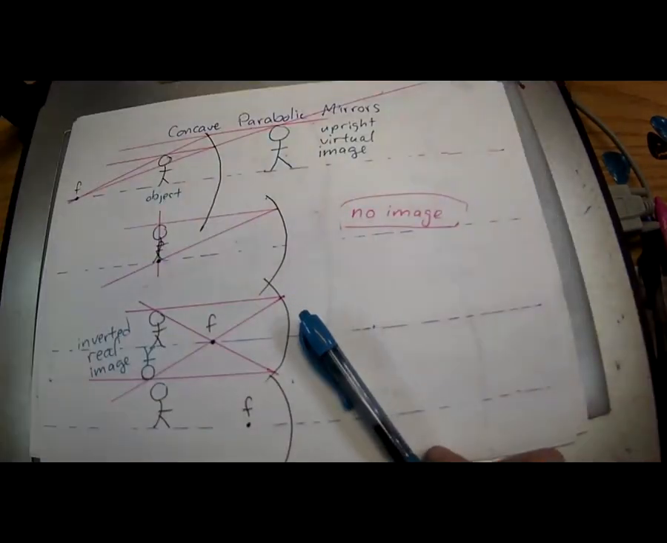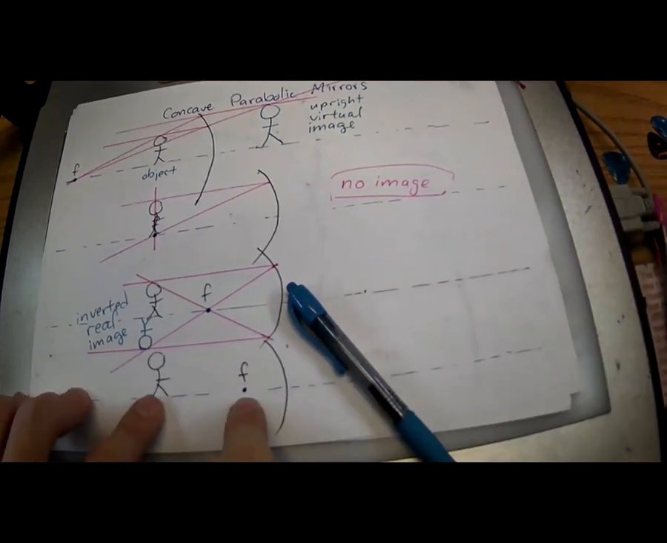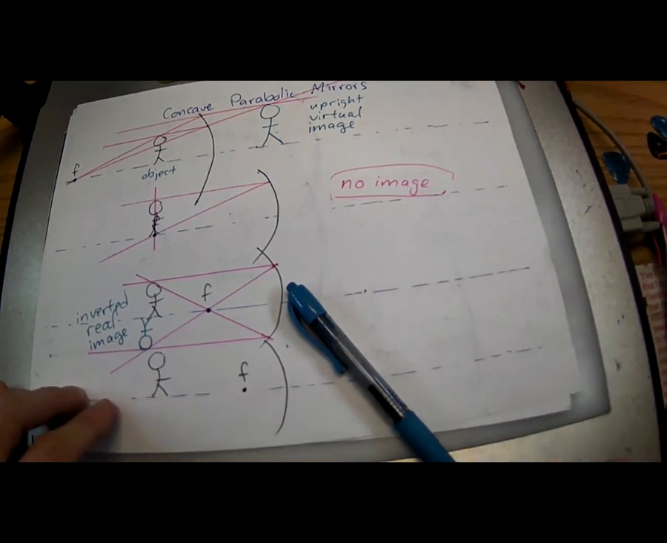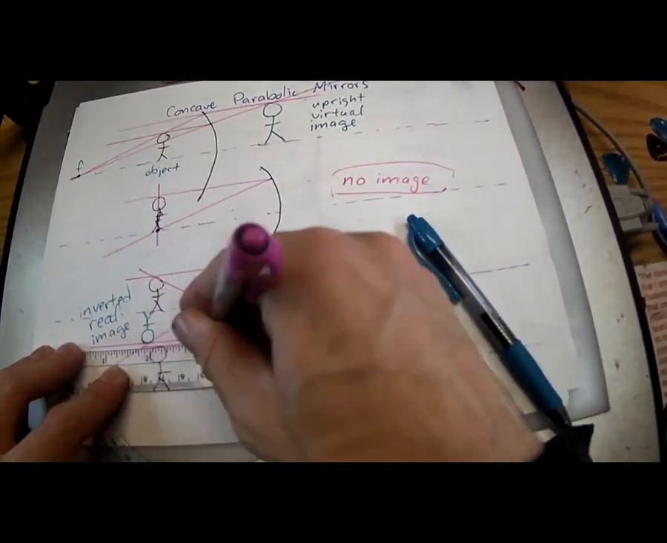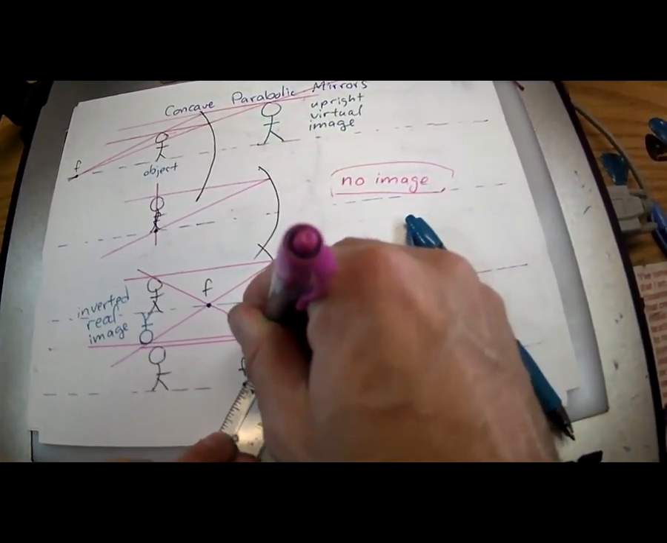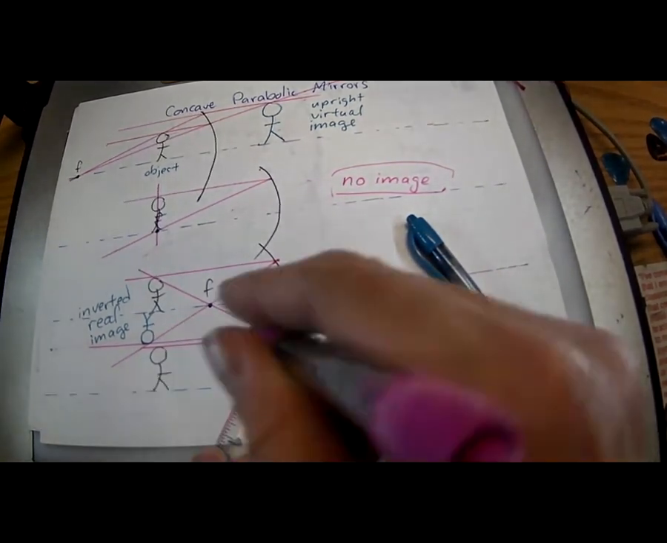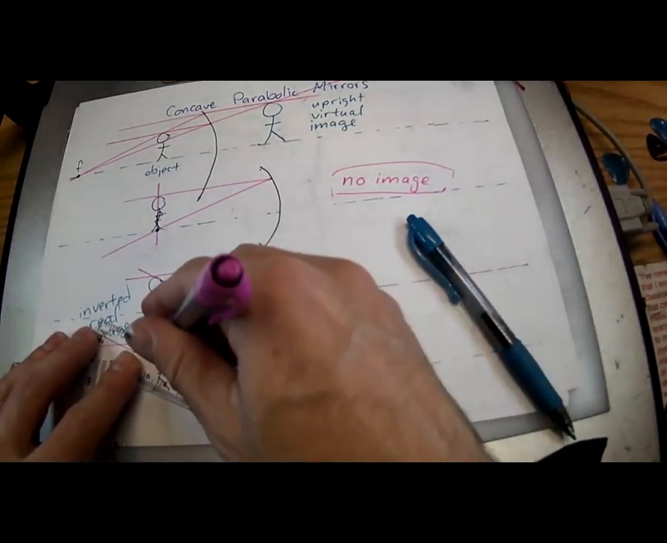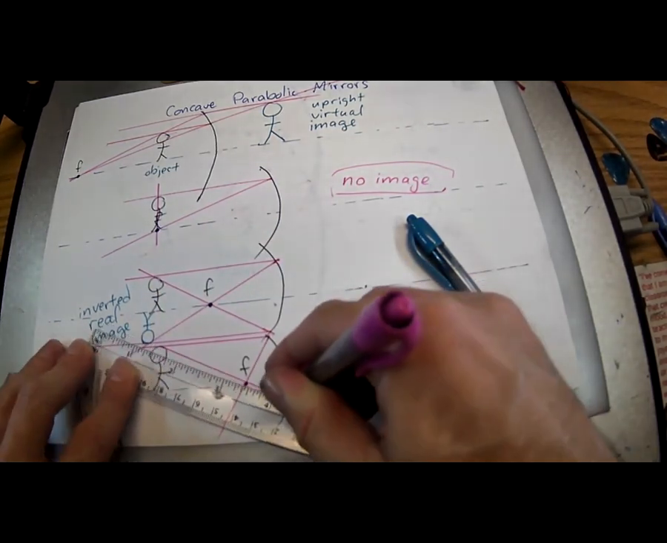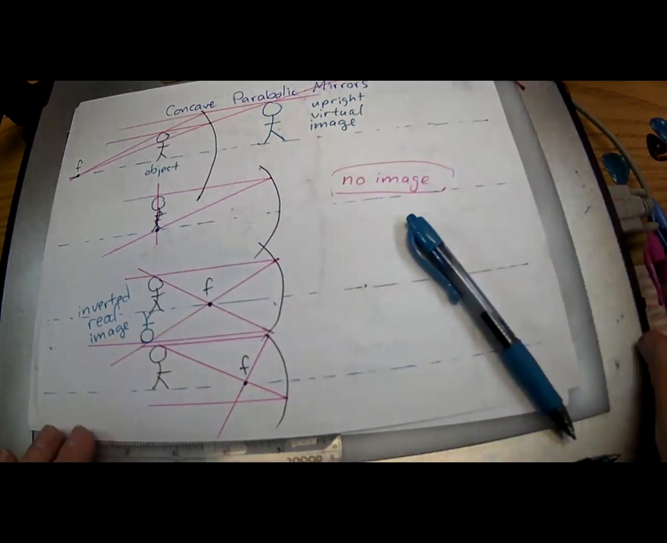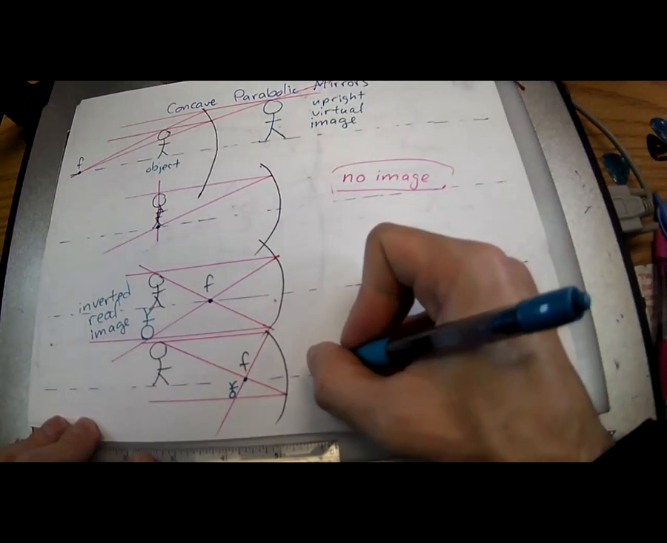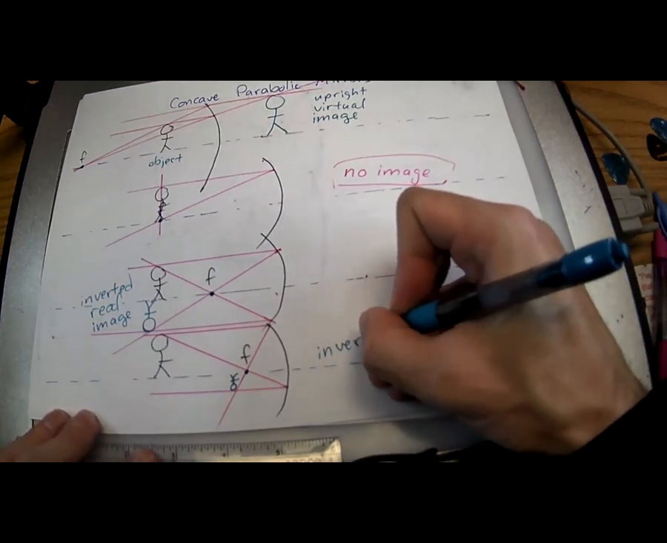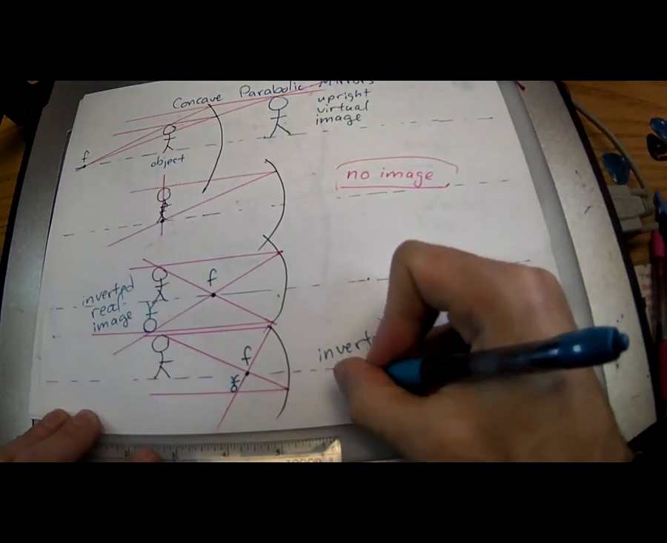Now, what about if you back up even more, to more than twice the focal distance away, more than twice the focal length away? Same method we've been doing: a ray of light parallel to the ground bounces off the surface through the focal point, straight down. Then from the top of his head through the focal point, it's going to bounce off back parallel to the ground. And yeah, those two lines will cross right there. This is also an inverted real image.